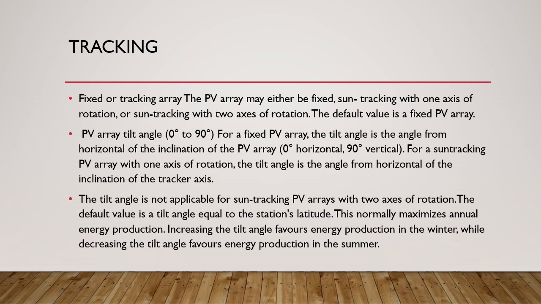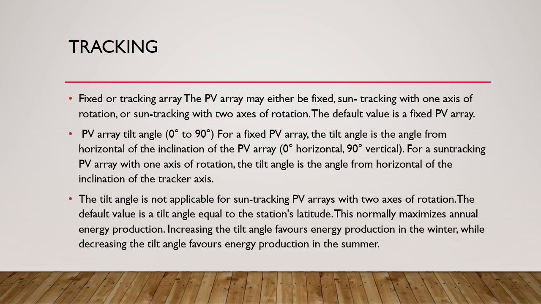PV array tilt angle is 0 degrees to 90 degrees. For a fixed PV array, the tilt angle is the angle from horizontal of the inclination of the PV array, 0 degrees horizontal, 90 degrees vertical. For a sun tracking PV array with one axis of rotation, the tilt angle is the angle from horizontal of the inclination of the tracking axis. The tilt angle is not applicable for sun tracking PV arrays with two axes of rotation.